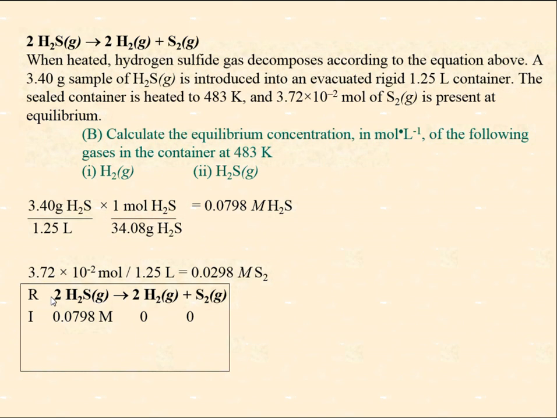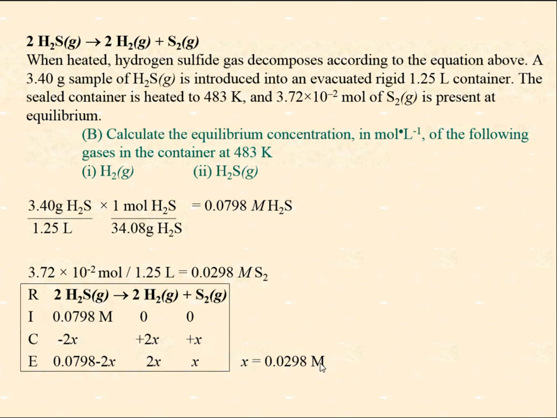Now, this is a great example where we have coefficients other than 1 to begin with. So we're going to have to stay tidy here. Note that because we know we're going to make products in some quantity, we're going to lose some quantity of reactants according to the coefficient. So it's minus 2x this time. We're going to gain 2x in terms of hydrogen and gain 1x in terms of sulfur. And then finally, these are our equilibrium final values.